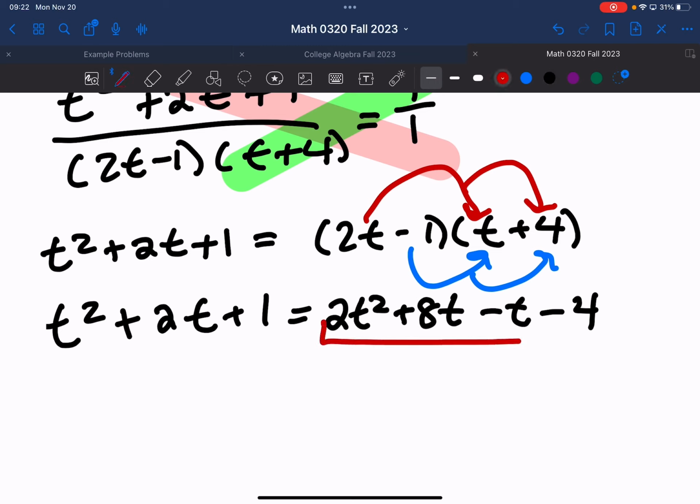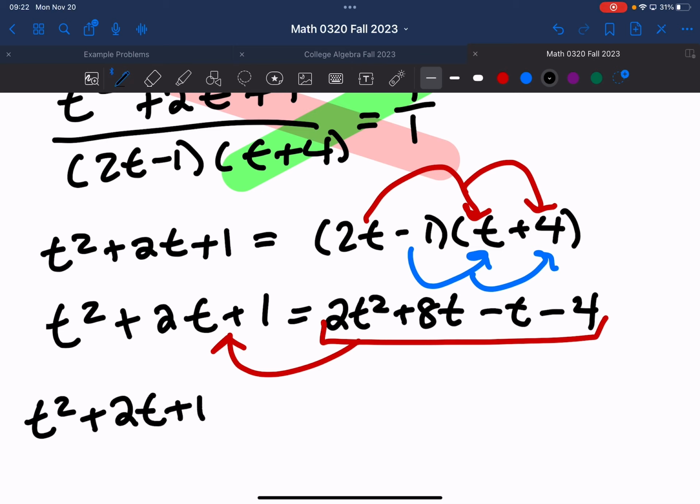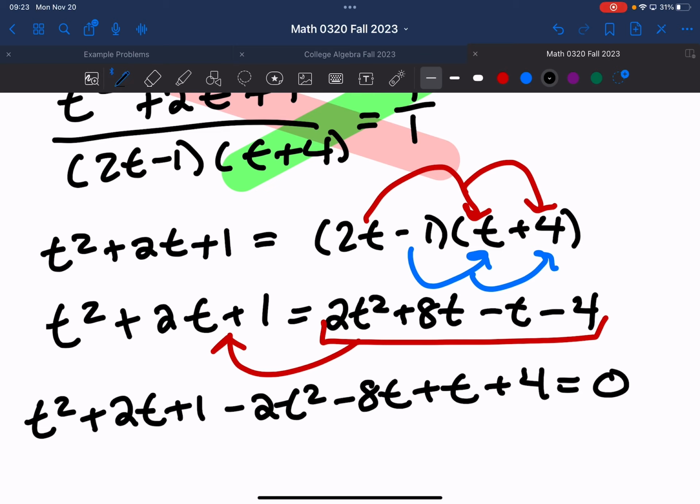So I'm moving this whole thing over to the left side. So I have t squared plus 2t plus 1 minus 2t squared minus 8t plus t plus 4. Remember, when I move it to the other side, the signs just change. Because I'm subtracting the 2t squared, I'm subtracting the 8t, and I'm adding the t, and I'm adding the 4.